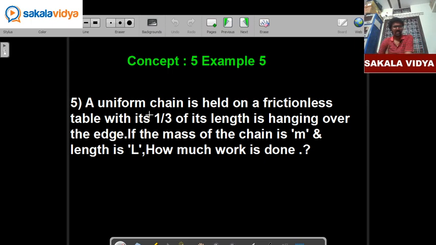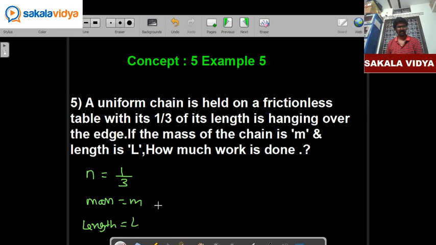Now a uniform chain is held on a frictionless table with its nth part, 1 by 3 of the length, hanging over the edge. If the mass of the chain is m and length is L, and acceleration due to gravity is g, find the work done. What is the formula for work done? m into g into L by 2n square.